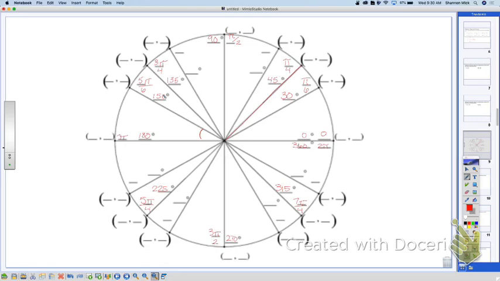Okay, so then I need 1 more than a whole 30-degree angle. 7 pi over 6. So it would be 7 pi over 6. And how many degrees?